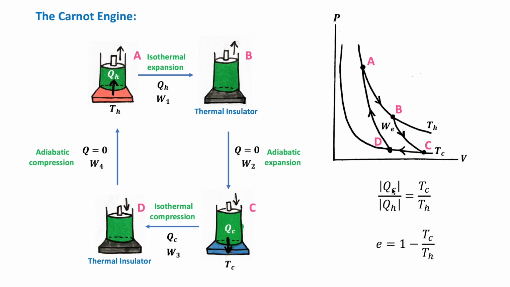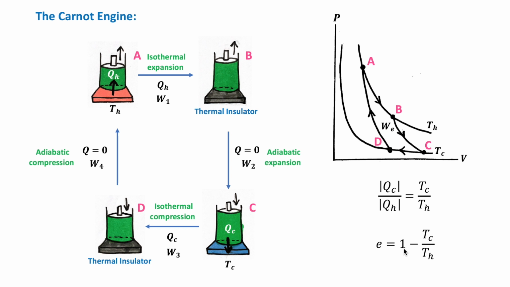Carnot showed that the absolute value of QC over QH is equal to TC over TH, and this gives the efficiency equal to 1 minus TC over TH. So Carnot showed that a heat engine operating in this ideal reversible cycle between two energy reservoirs is the most efficient engine possible. This equation shows that the efficiency can be unity only if TC is equal to 0 Kelvin, which is impossible since it is not possible to reach absolute zero. Therefore the efficiency is always less than 1.